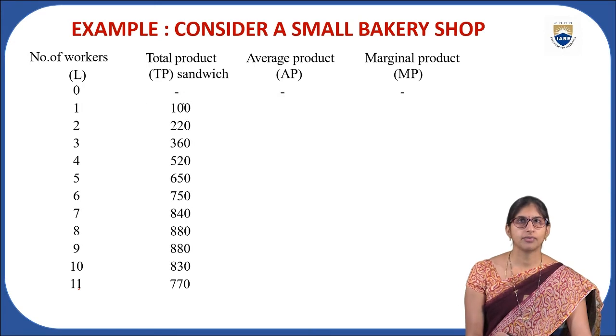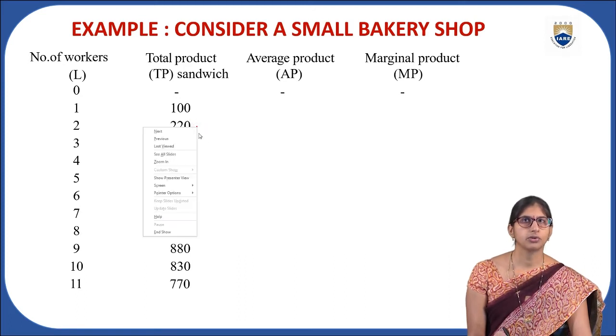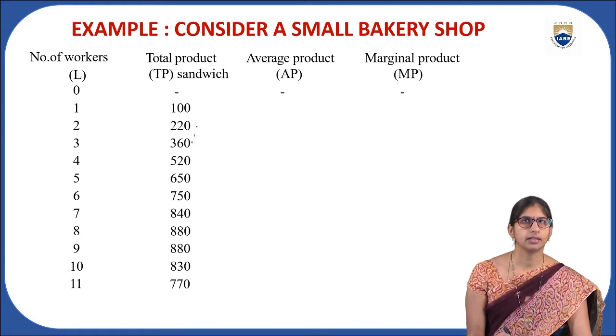So for 0 workers, of course we cannot produce anything. If one worker is employed, we can produce a total of 100 products. If 2 are employed, 220 products can be made, that is 220 sandwiches can be made. If 3 workers are employed, a shop can produce 360. If 4 are employed, 520. If 5 are employed, 650.